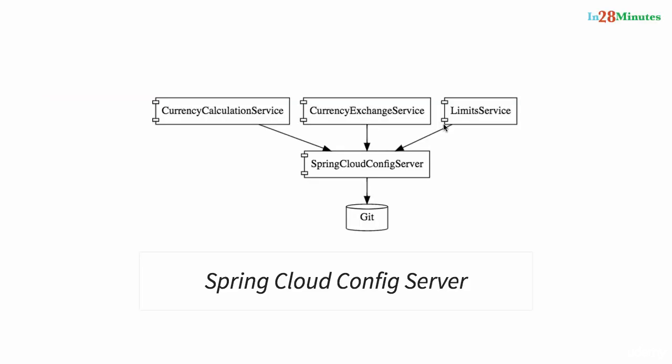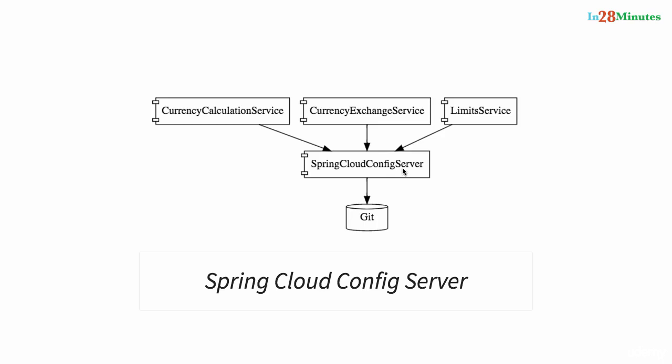Welcome back. In the previous step, we set up a simple microservice for the limit service. We were able to get it running. Our eventual goal with the limit service is that we would want it to connect to the Spring Cloud config server and get the configuration from it.